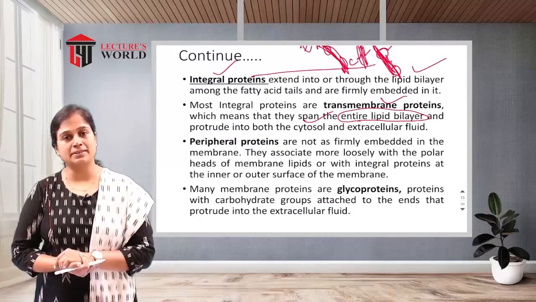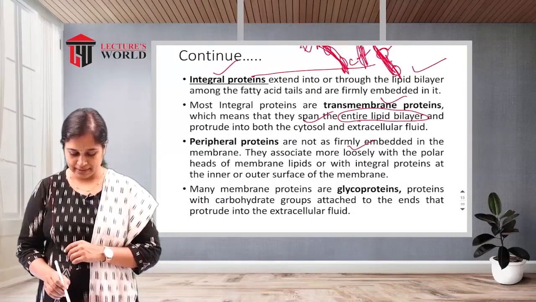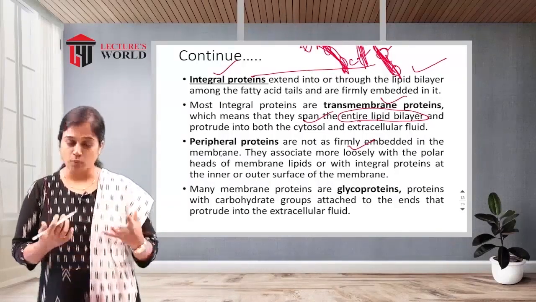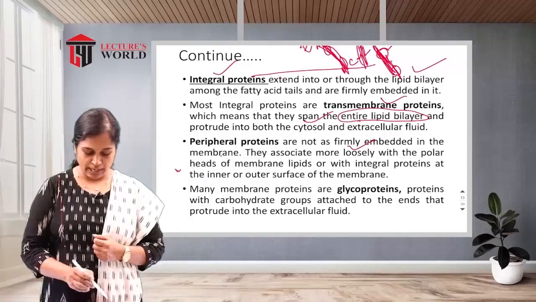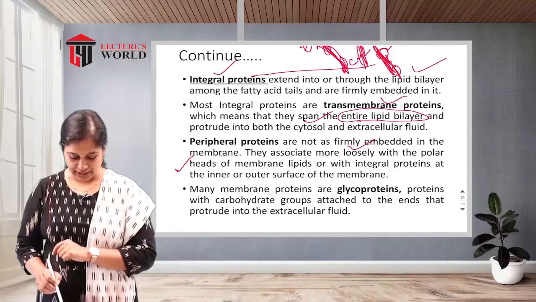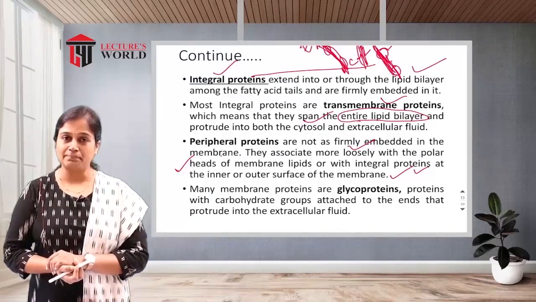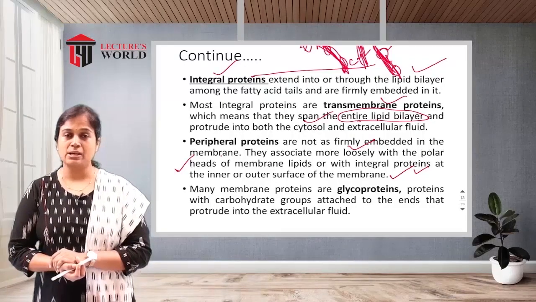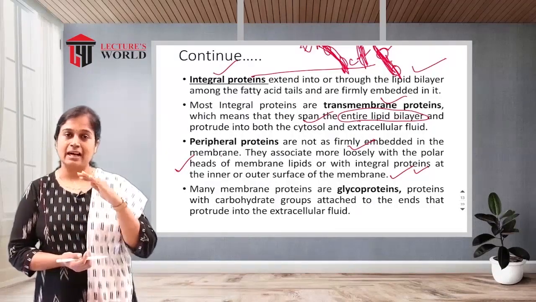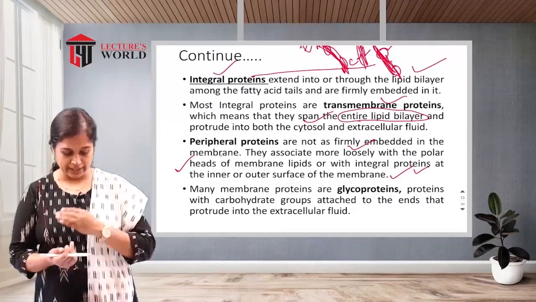The second protein is the peripheral protein. Peripheral, the name itself suggests, is outside. So they are not as firmly embedded as integral proteins in the membrane. They associate more loosely with the polar heads of the membrane lipids or with the integral proteins at the inner or outer surface of the membrane. So that means the peripheral proteins are not passing through the lipid bilayer; they are associated peripherally on the surface of the lipid layer.